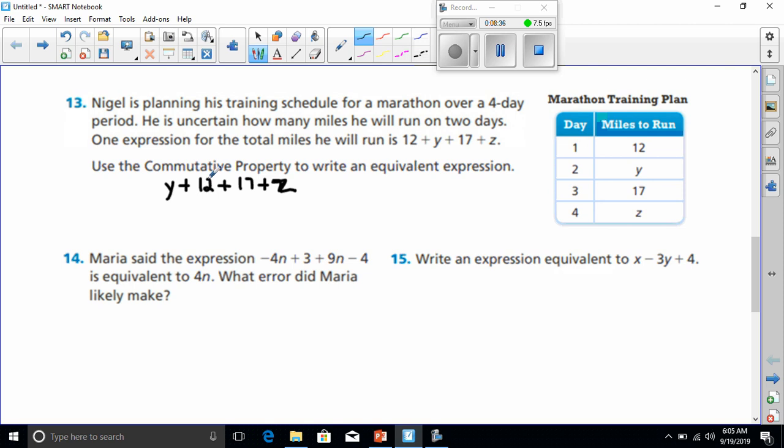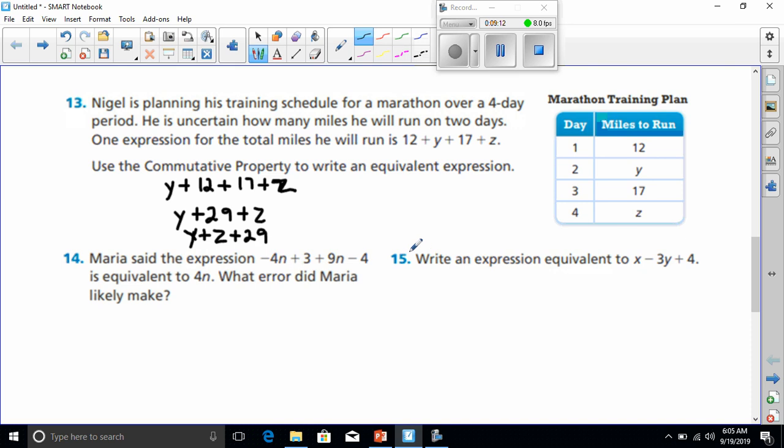I think I'm just going to go ahead and add my 12 and 17 together because it is also an equivalent property. I could just say that y plus 29 plus z. Heck, if I wanted to, I could even say that y plus z plus 29. And I'm still writing an equivalent expression, okay?